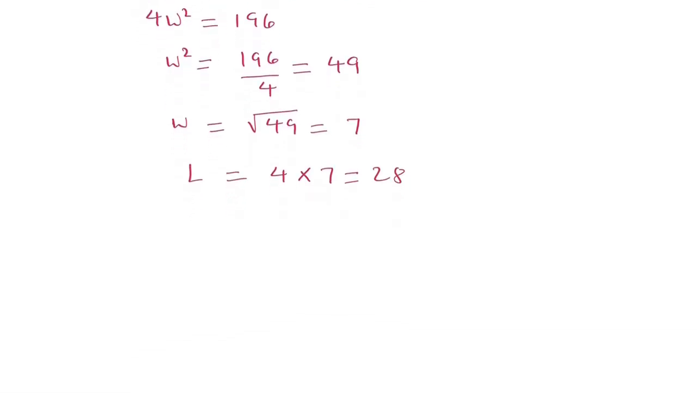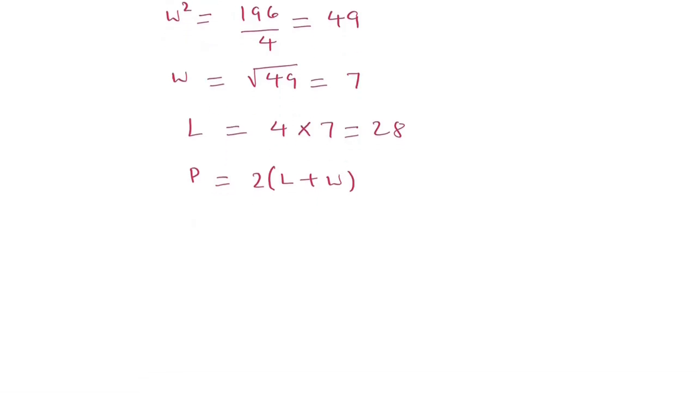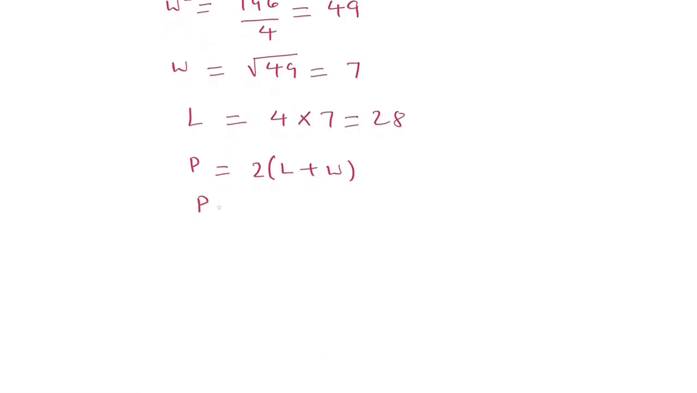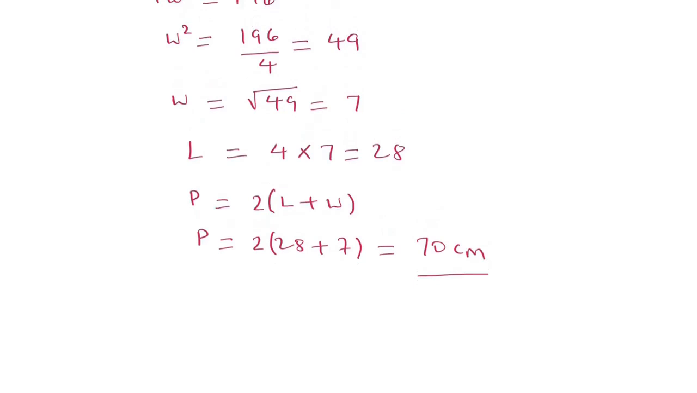Next, let us recall the formula to find the perimeter, which is given by 2 (length plus width). Now let us substitute the values. Then we have perimeter equals 2 (28 plus 7), which after solving gives 70 centimeters. And this is going to be our answer.